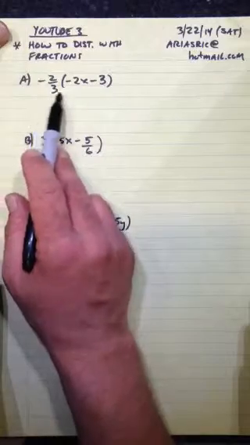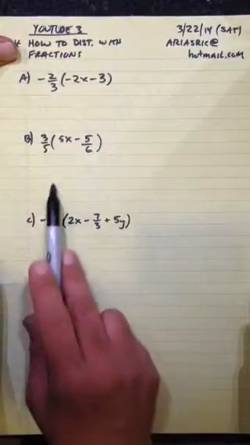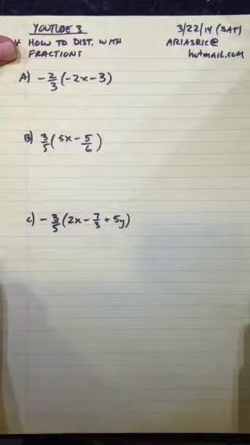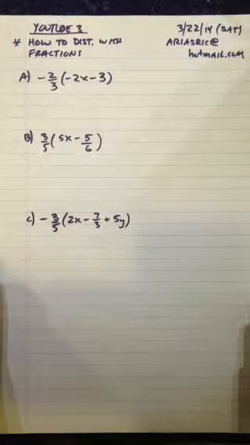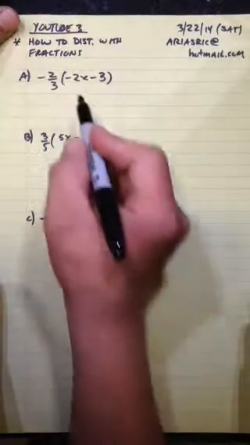So we're going to have negative 2/3 of 2x minus 3. I'm also going to do this problem here and this one here. You can check those out. If you're interested in those, you can hang around. Alright, so let's go ahead and do the first one.